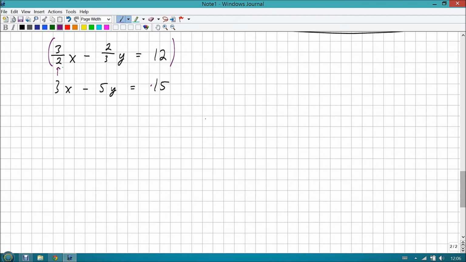We have 2, which is prime and even, which makes it the oddest prime of all, and then we have 3, which is just plain odd. So let's multiply 2 and 3, and we get 6. So I'm going to multiply this top row by 6. When I multiply the top row by 6, I get 3x minus, 6 divided by 2 is 3. 3 times 3 is 9. 6 divided by 3 is 2. 2 times 2 is 4. And then 6 times 12 is 72.